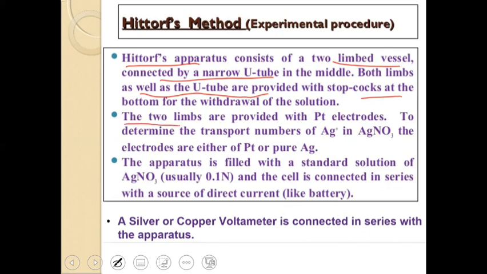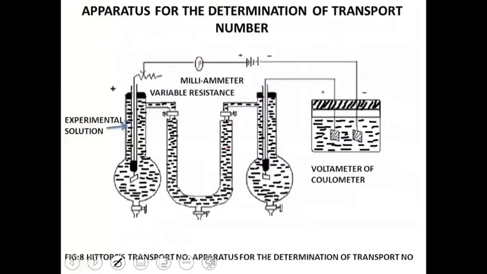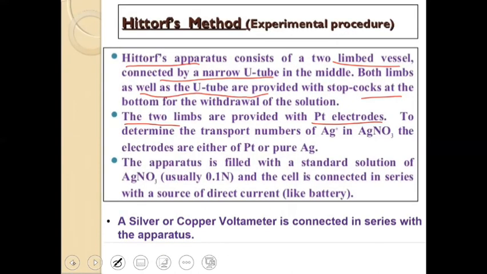Here the two limbs are provided with platinum electrodes. In every limb of the tubes there is platinum. See, this is the platinum wire. The platinum wire acts as an electrode, as the cathode as well as the anode.